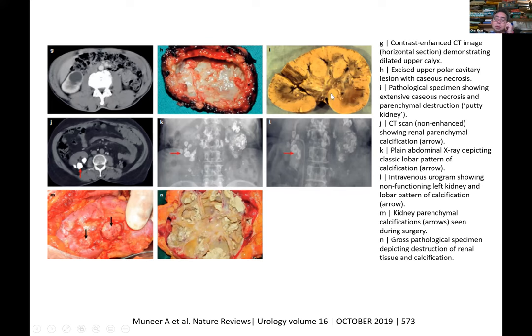So this description I used before, putty kidney. In J, we have calcification. And this is a plain X-ray of the kidneys again showing calcification. And similarly here, calcification. And this is at an operation, and this is again gross destruction, but calcification as well of the kidney. So this is really fairly end stage.